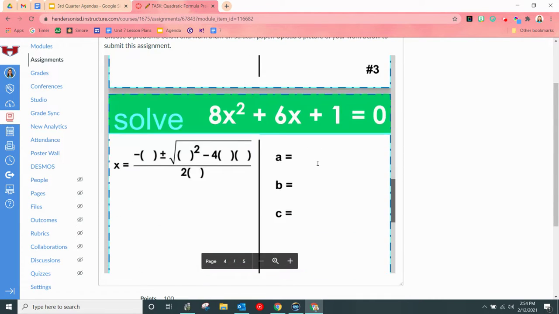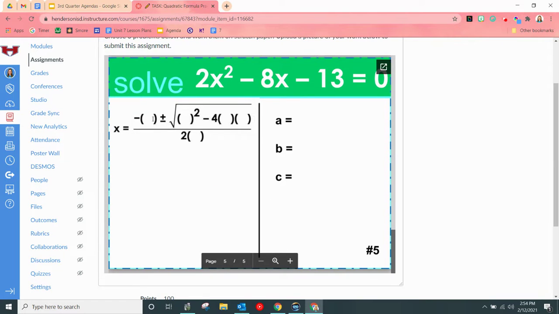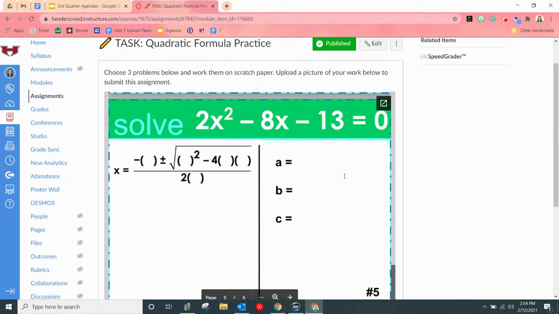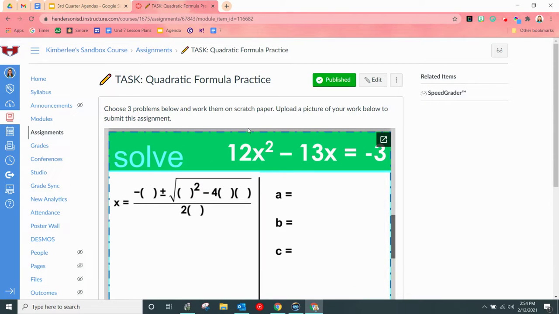Here, there's only 5 problems on here, and I've given you the template. So remember, when you type it in, this one has parentheses instead of boxes. Same thing though. And you can identify your A, B, C. I want you to choose 3 of them and work them on scratch paper. Work them on scratch paper, and then you're going to upload your picture at the end. Okay.